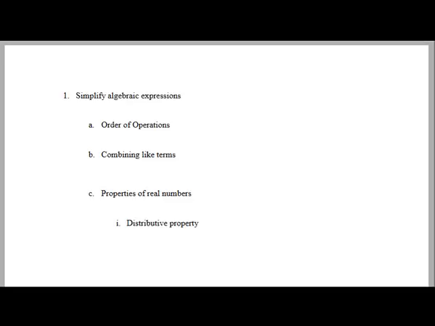In this lesson, we're going to learn to simplify algebraic expressions. We're going to apply the order of operations principles that we've learned and apply in working with numbers. We're going to learn what's meant by like terms and how to combine like terms. And then we're going to apply properties of real numbers to algebraic expressions to help simplify them.